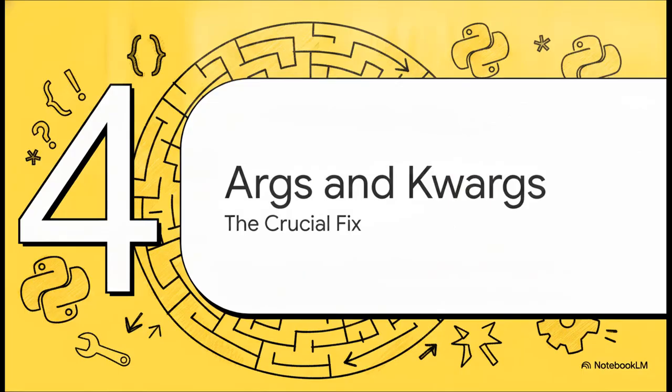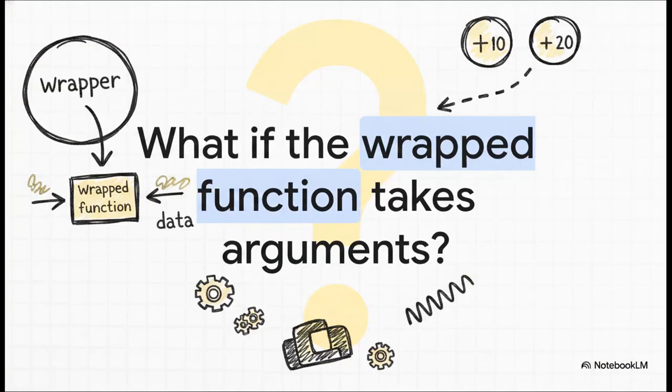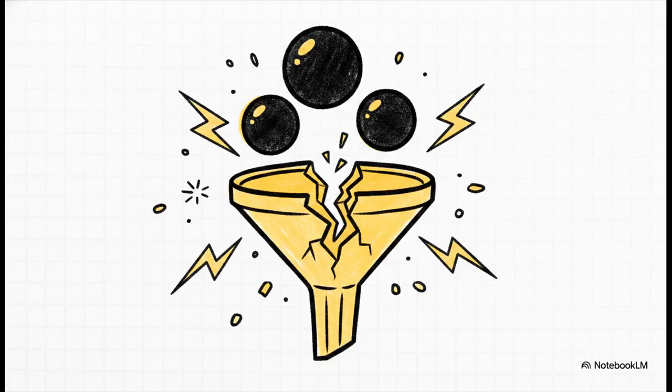Section 4. Mastering args and kwargs, the crucial fix. Okay, you really need to pay close attention here, because handling arguments is exactly where so many junior developers totally fail the technical interview. So what happens if our wrapped function actually takes arguments, like, say, an add function that takes 10 and 20? If our basic wrapper accepts absolutely no arguments, what do you think Python is going to do? Crash. You get a type error.